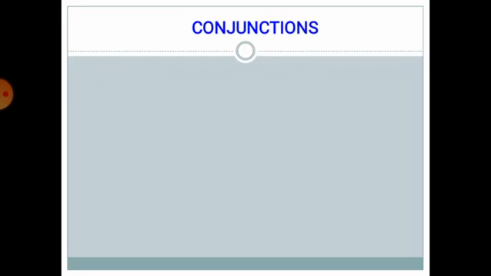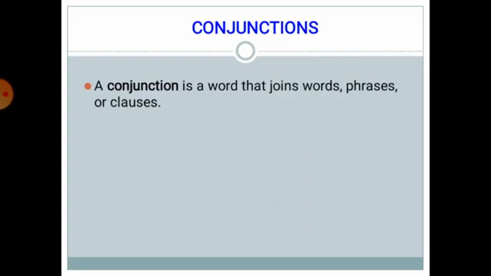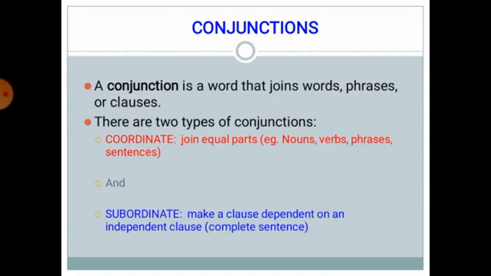Okay, now we have conjunctions. And let me tell you that we have different kinds of conjunctions. The definition is a word that joins words, phrases, or clauses. There are two types of conjunctions. Coordinate, that join equal parts: nouns, verbs, phrases, or sentences. And also we have subordinate, which makes a clause dependent on an independent clause, a complete sentence.